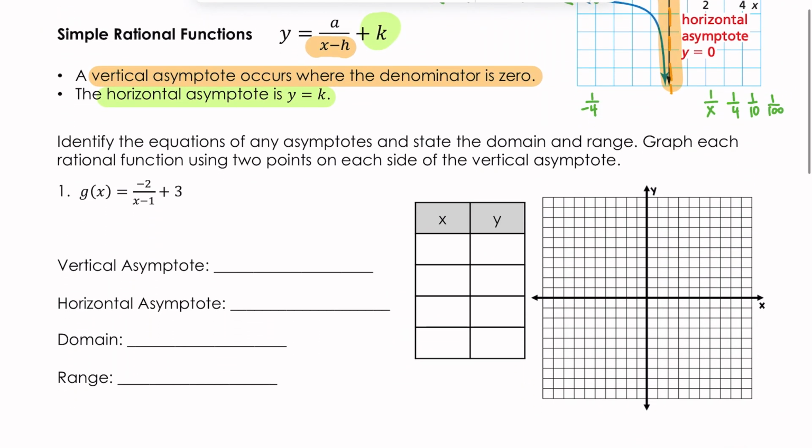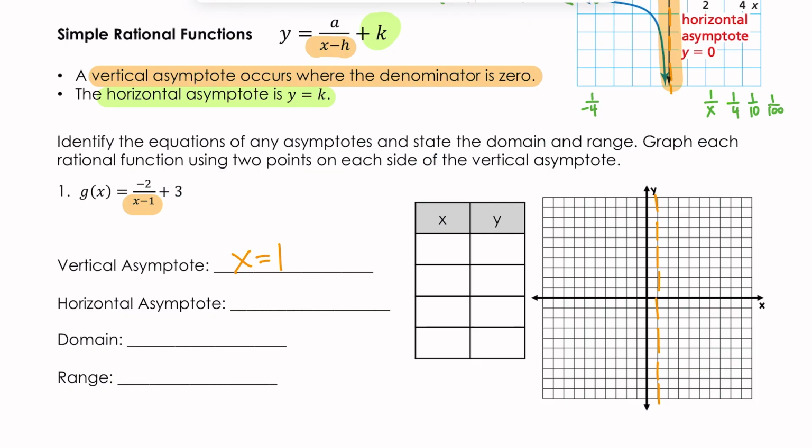So number 1, it says identify the asymptote, state the domain and range, and graph the function. We have g of x equals -2 over x minus 1, and then plus 3. So our first goal is going to be to find that vertical asymptote equation. Like I said, we're looking in the denominator. So if our denominator is x minus 1, we want to think what makes that 0, and that's x equals 1. So x equals 1 makes that denominator 0, and so that's where our vertical asymptote will be, at x equals 1.